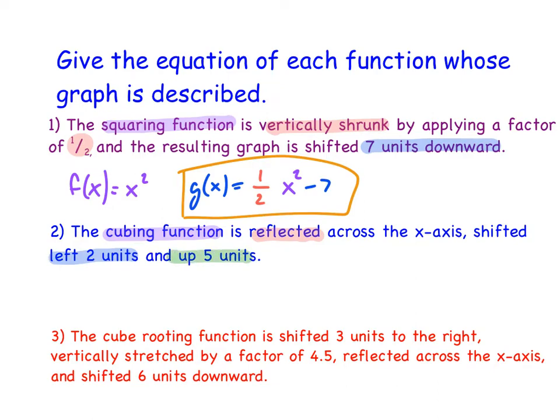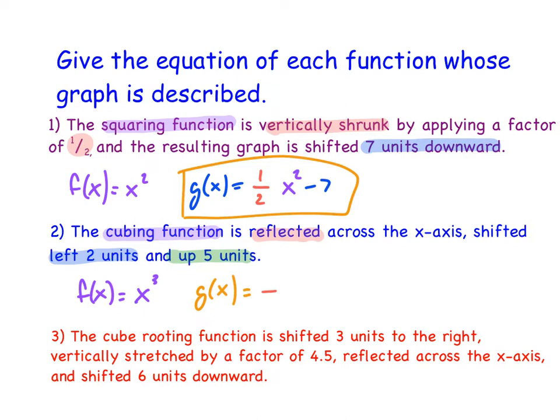So if I was just to think about my parent function, so just plain old f of x, a cubing function would be x cubed. So I'm going to look at g of x equals. So first thing I notice is there's a reflection, and reflections always happen in the a spot in front of the function. So I put a negative there. Next thing I notice is that there is a left 2. So left 2 always happens inside the function. So now I'm going to need some parentheses. It needs to be inside the cube.